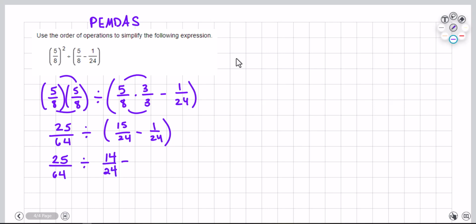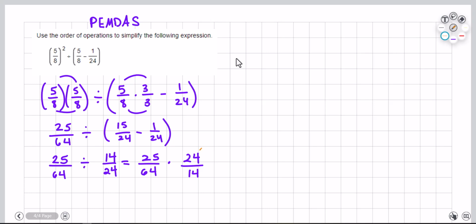Remember with division that you keep the first fraction and then you flip the second fraction. Now, I don't know about you, these are going to be some big numbers to multiply. So what I do is I try to see, could I cross cancel? Now, 25 I know is 5 times 5, and 14, 7 times 2. They don't have anything in common.